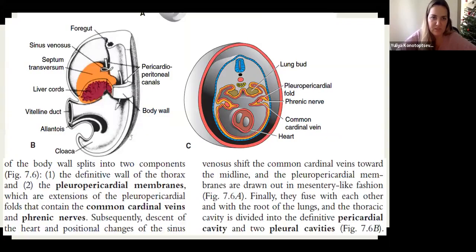And this is what we can see on this picture. This is your vitelline duct right here. This is your yolk sac somewhere here. So you're in the midgut region. This is the hindgut region. This is the foregut region.